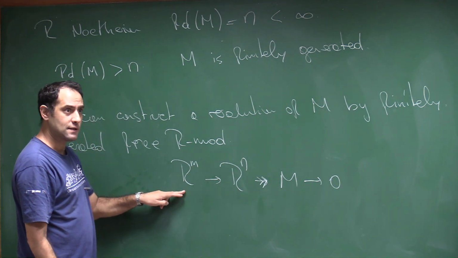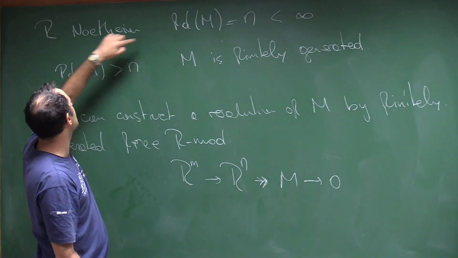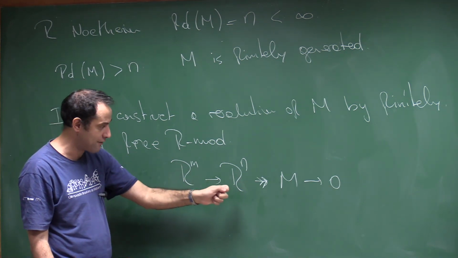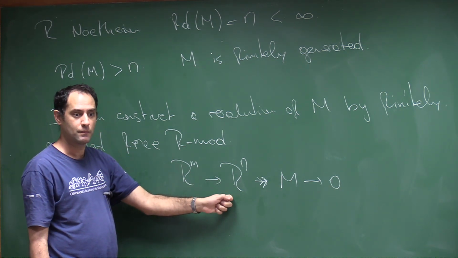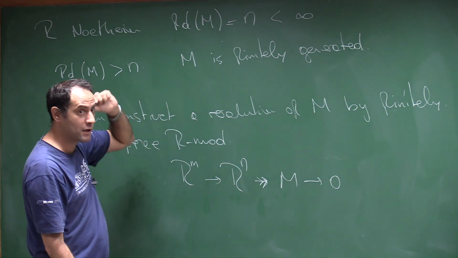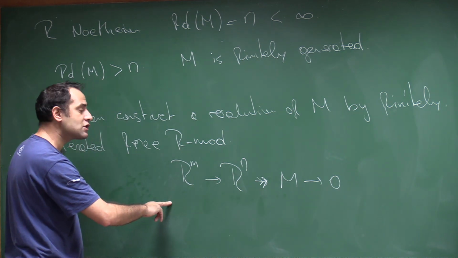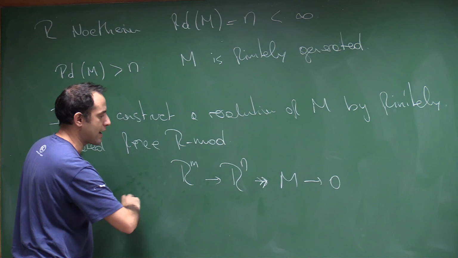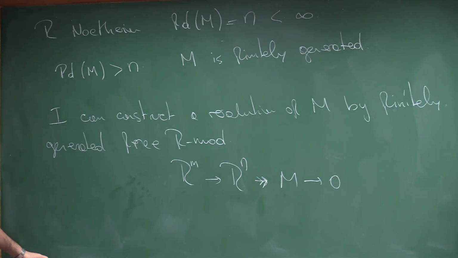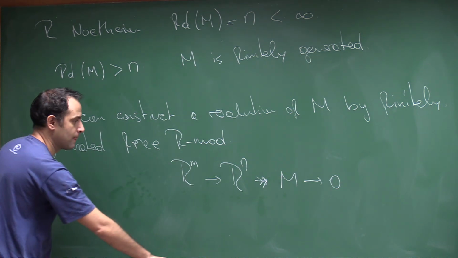Take the kernel of that, and I claim that it is finitely generated because the ring R is Noetherian, and this is a finitely generated module. The kernel of this map is going to be a finitely generated submodule of this guy, and therefore it's finitely generated because the ring is Noetherian. So with this argument, you can proceed by induction, taking each kernel, and you get a resolution of M by finitely generated R modules. In particular, they're all projective, and therefore they're all flat.